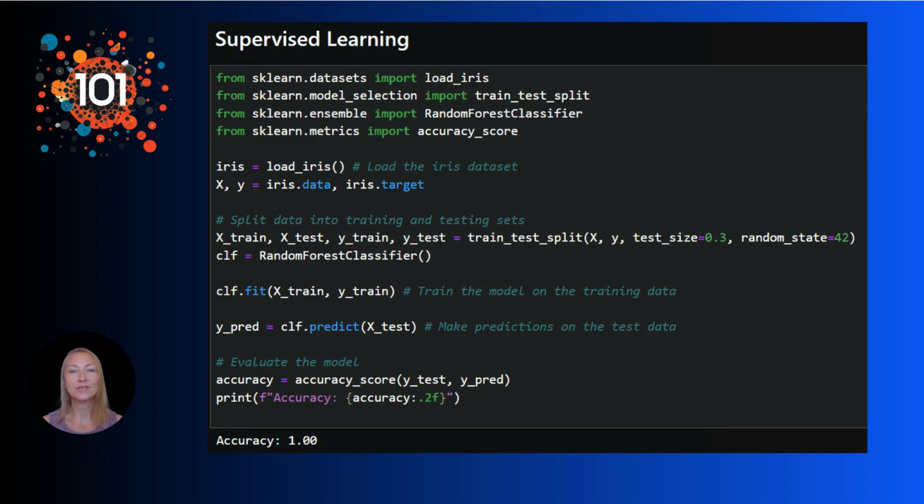We want to predict whether a given iris flower is of a particular species based on features like petal length and sepal width. This example uses the famous iris dataset. We split the data into training and testing sets, then apply a random forest classifier to learn from the training data. The model's goal is to predict the species of a flower based on features like petal and sepal dimensions. After training, we evaluate how well the model performs by measuring its accuracy on the test set. Supervised learning tasks typically include classification, like this, or regression, where we predict continuous values.